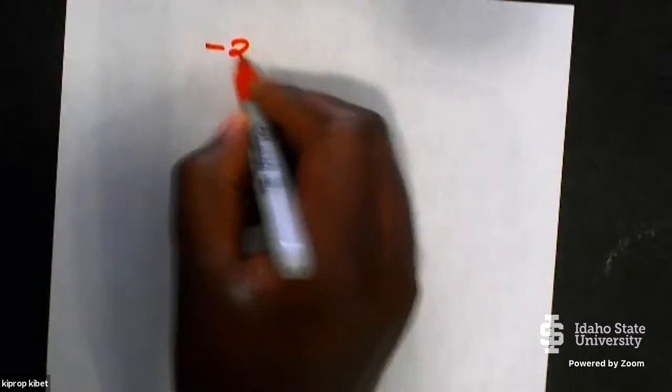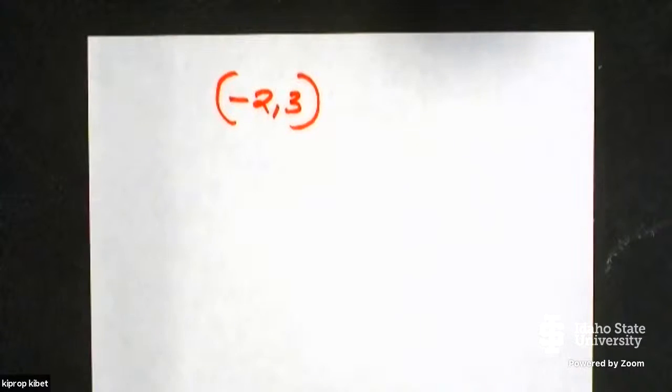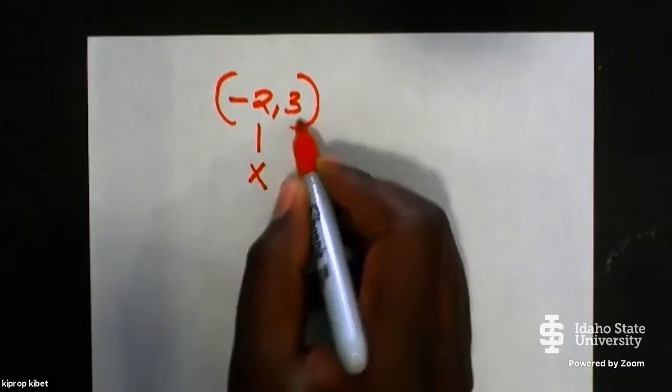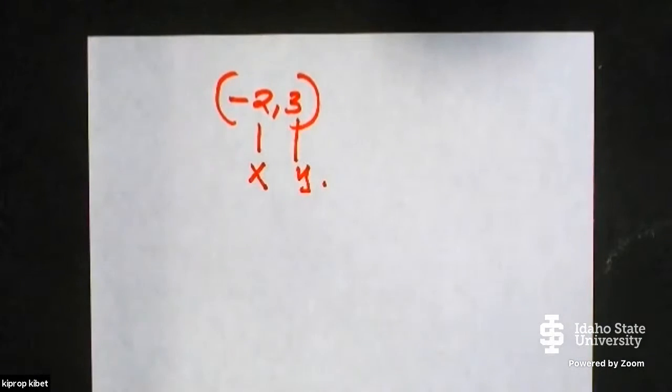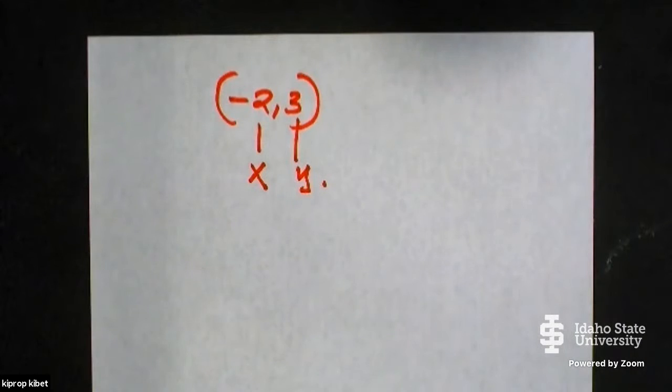So the first question is actually very tricky. If you're not very careful, then you might miss it. It says graph the horizontal line through the ordered pair, and the ordered pair is -2 and 3. So this is the ordered pair. This is x, and this one is what? Y. Okay? And it says, write the equation of the horizontal line.